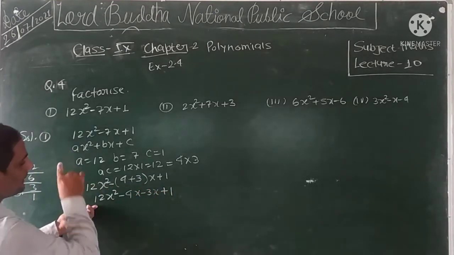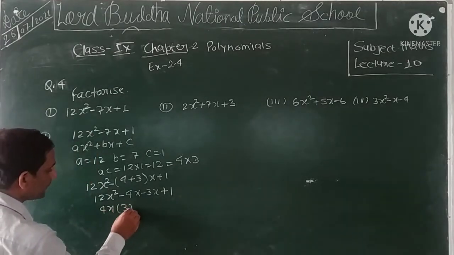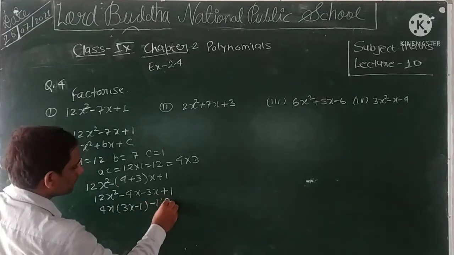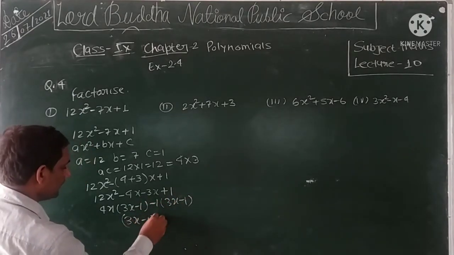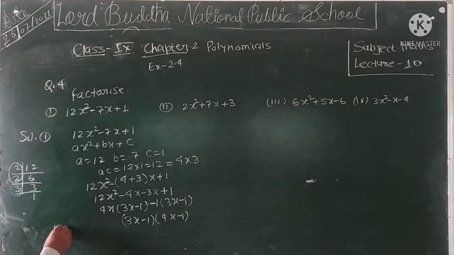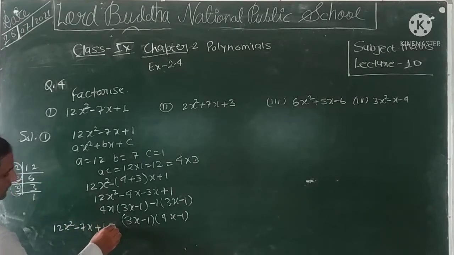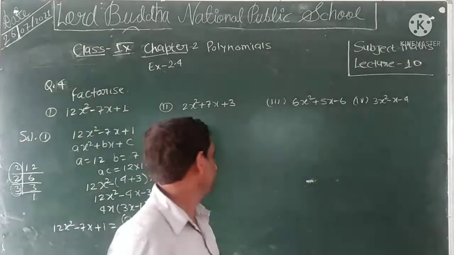Now this is similar to what we have solved. We take 4x common, it will be 3x minus 1, and minus 1 common, 3x minus 1. Okay? So 3x minus 1 and 4x minus is the factor of 12x square minus 7x plus. You can solve by both ways as you wish. Okay?